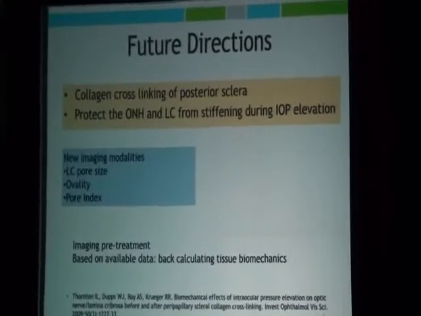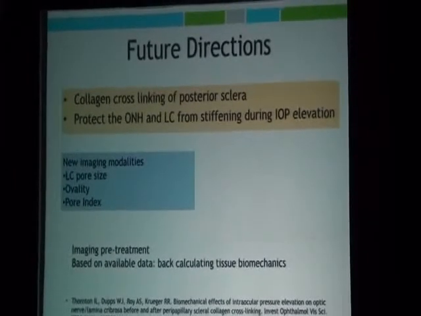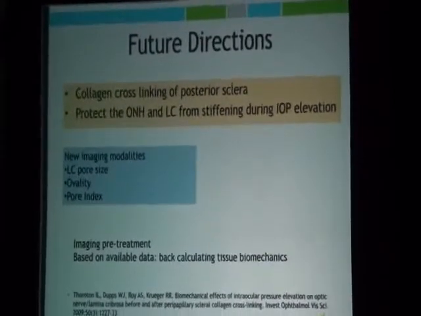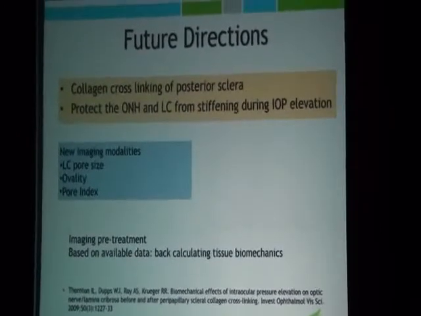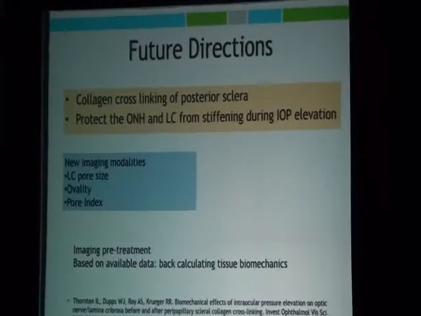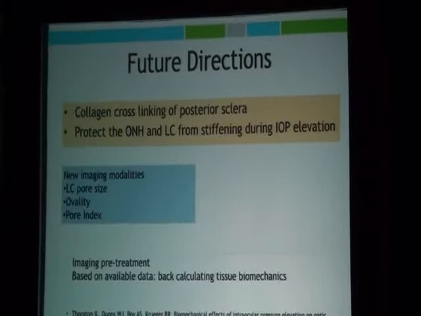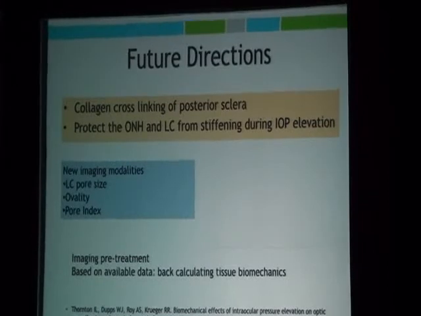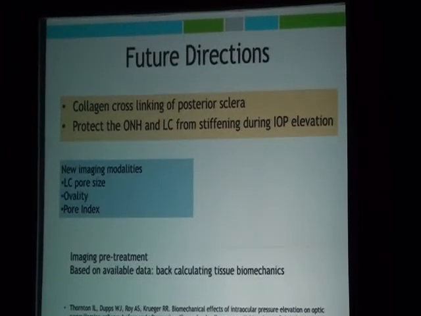So maybe collagen cross-linking of the posterior sclera to protect the optic nerve and the lamina cribrosa from stiffening during intraocular pressure elevation might be a possible way. And how do we do this? We have to make sure that we know what happens to the lamina cribrosa pre-treatment, that is, before treatment. We haven't done that. That's something we're going to do in the future. And based on available data, especially with the devices that we have, we can look at back calculating the tissue biomechanics and predicting which eyes may progress, which eyes may not, with or without treatment. Thank you.